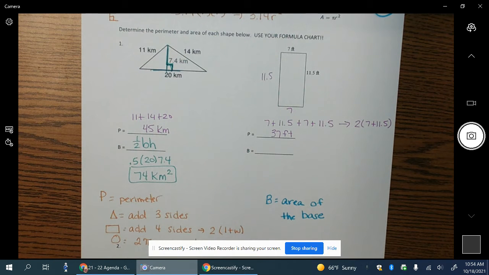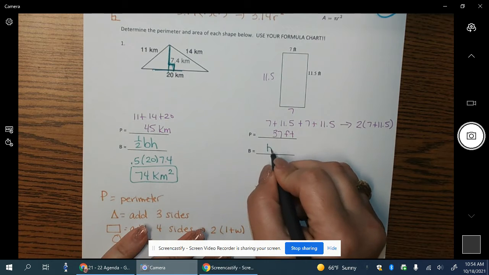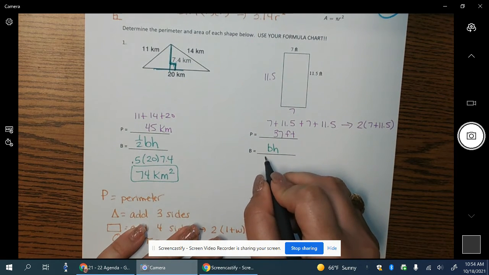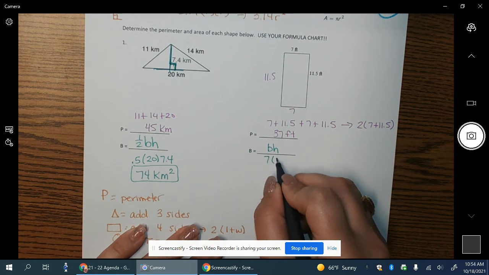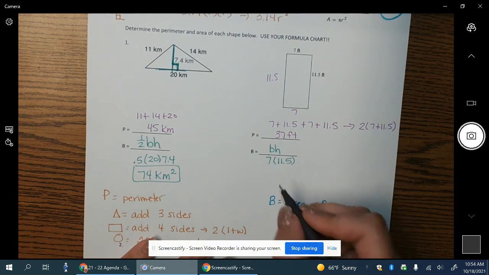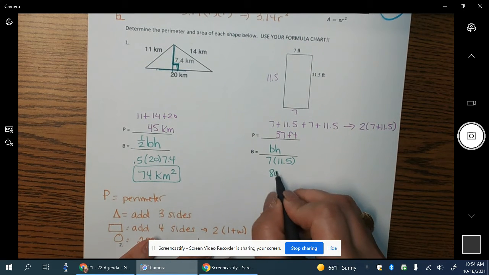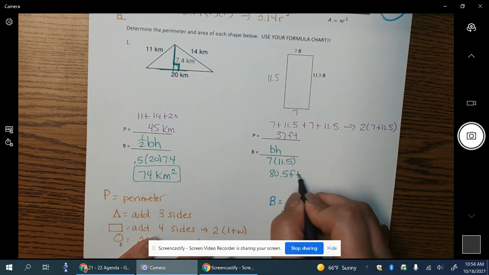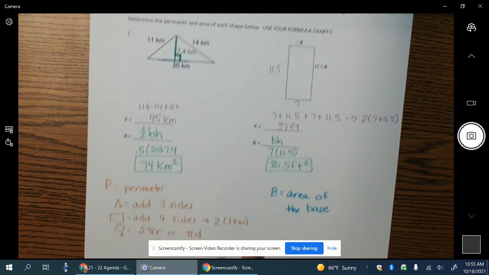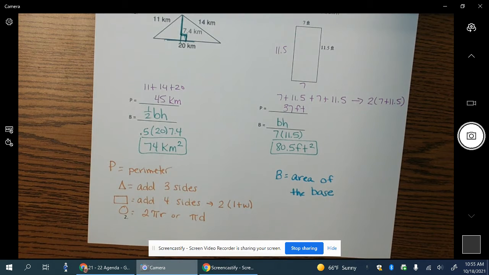Okay, big B means area of base. What shape do we have? Rectangle. What's the formula for rectangle? Base times height. Okay, the base is 7. The height is 11.5. The area is feet squared. Okay, this should be easy. You need to be really good at this for what we start tomorrow.